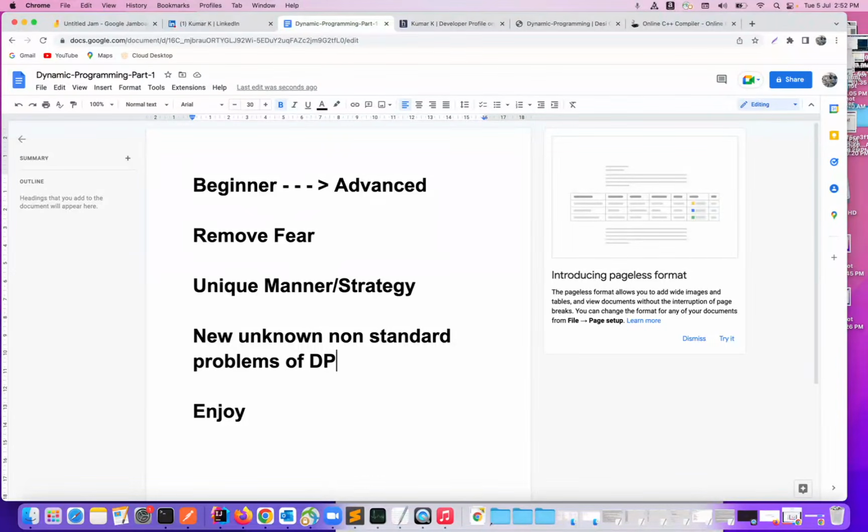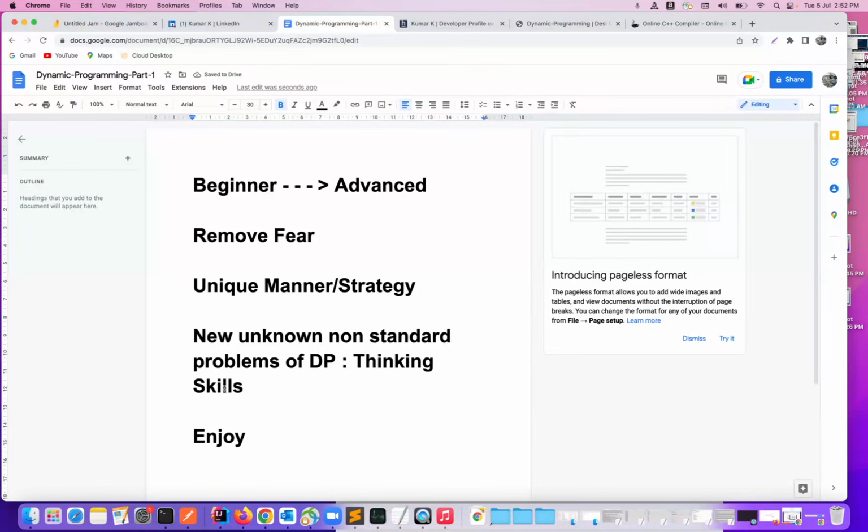Those things are good for understanding, but they don't actually help you increase your thinking skills of DP. So the crux of the matter is that we will try to discuss more and more new problems which we have never seen before, because these will help us develop our thinking skills. So I think the fourth point is pretty clear.